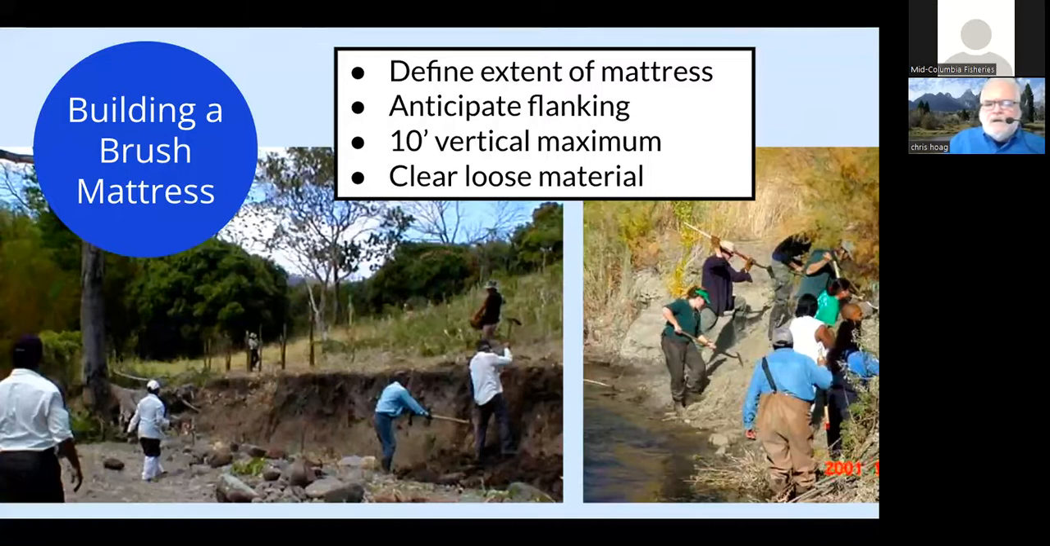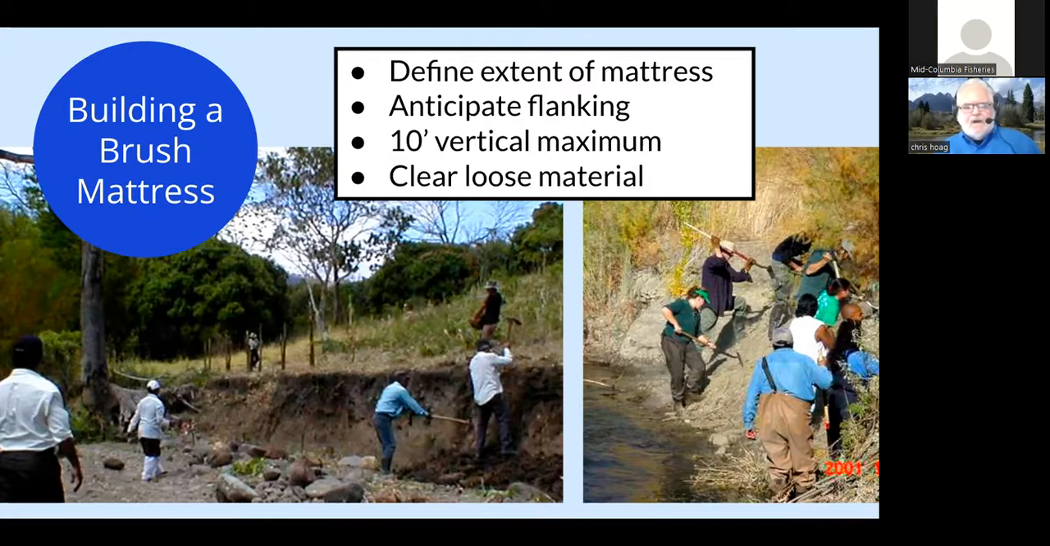On this one, basically what we're doing is we're going to install a brush mattress on this site. So what you're going to do is define the extent of the mattress. So how long is it going to be, so you know how much to collect and how much material you have to have with you.